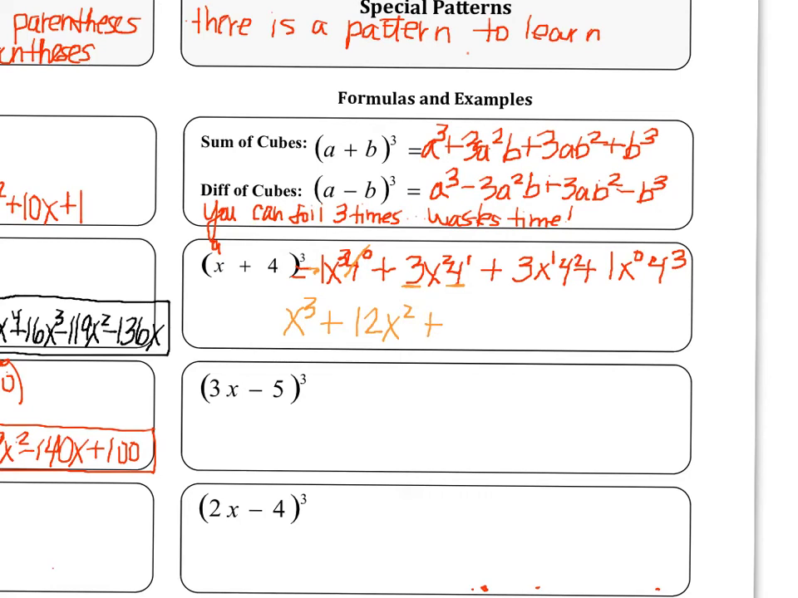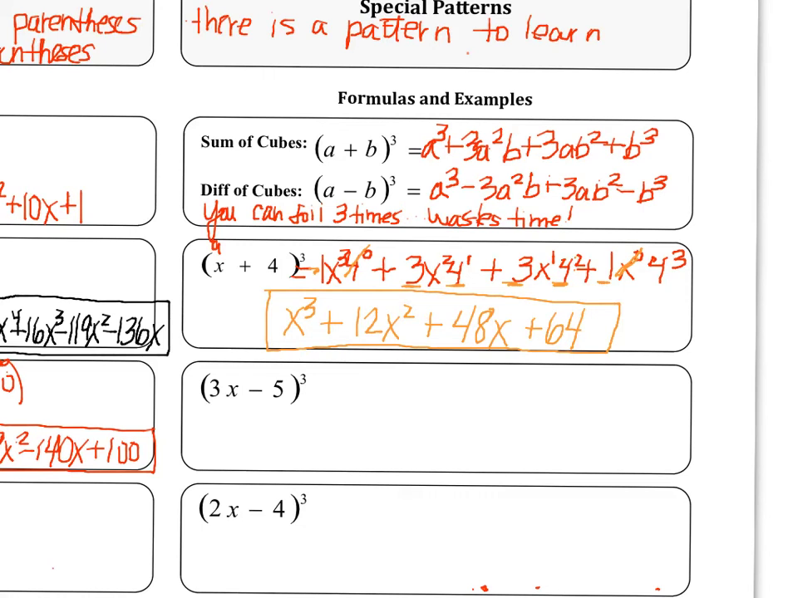Plus, here I've got 3 times 4 squared, which is 16. 3 times 16 is 48. And then I've got a plain x. And this last one, I've got 1 times x to the 0th, that just goes away, times 4 to the third. And 4 to the third is a positive 64. And that is what it looks like. If you FOILed it out 3 times, you would have a lot more work than just following that pattern.